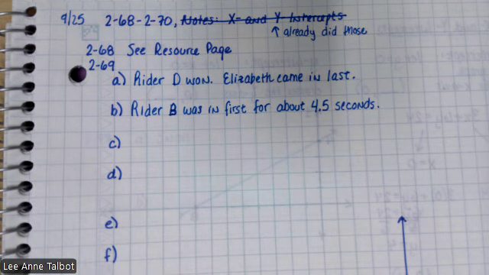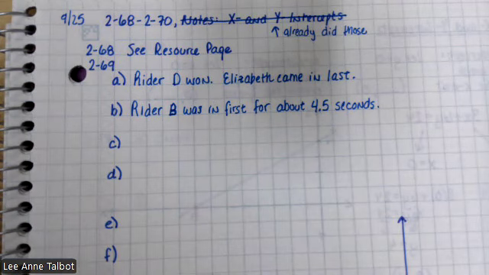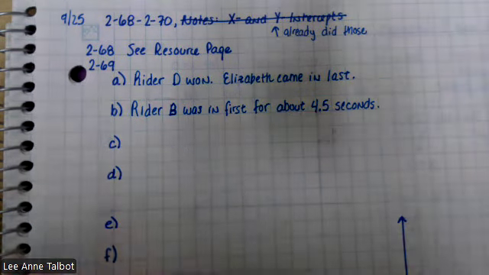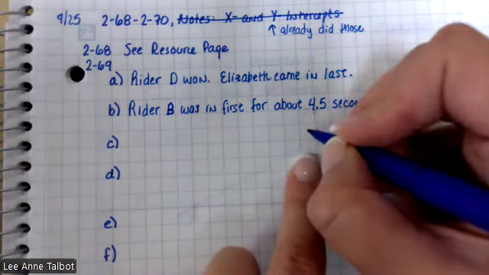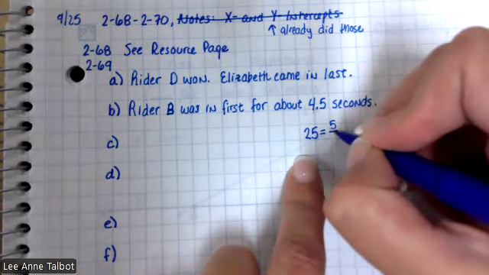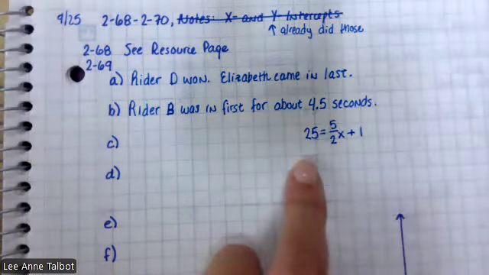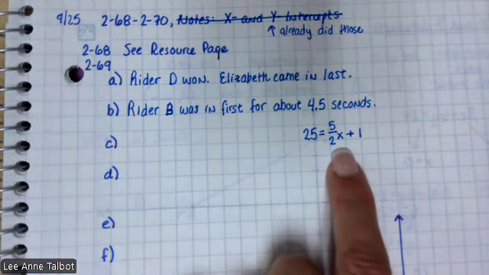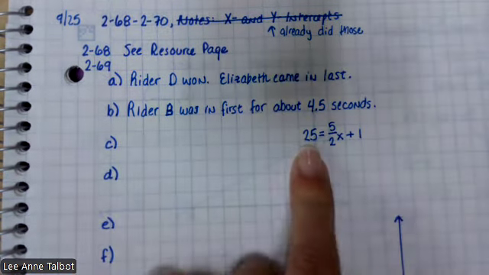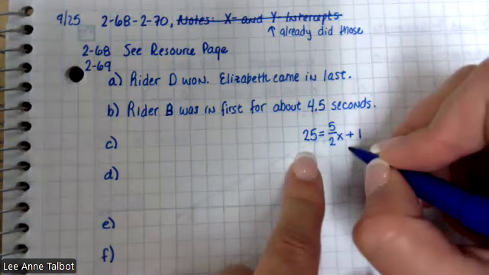Okay, C. How long did it take rider D to win? Question C. How long did it take rider D to win? Okay, all of the things you said are good. Over here, what we're going to do is say 25 equals 5 over 2x plus 1. So we're saying, where is rider D at 25 seconds? Your estimate from the graph being about 9.5 is pretty good.